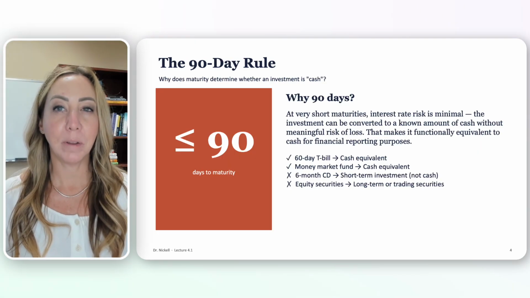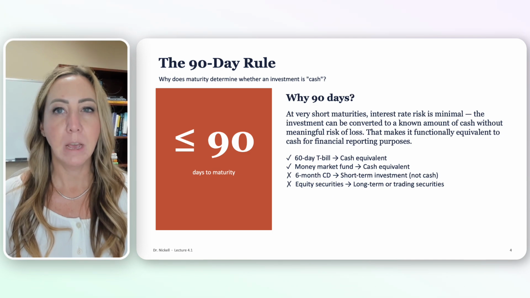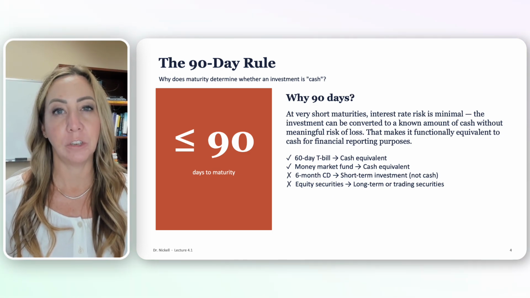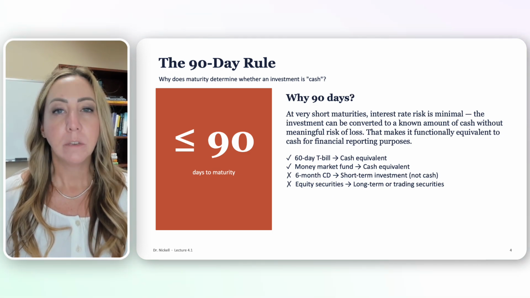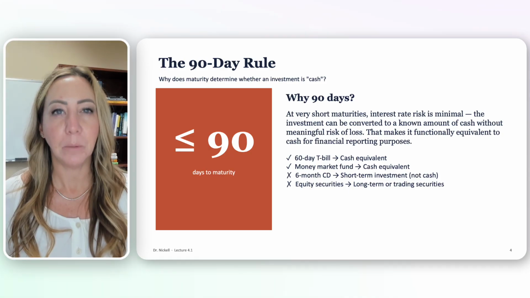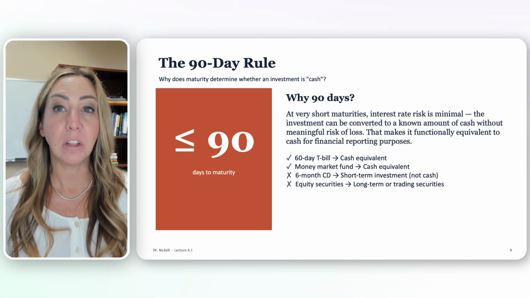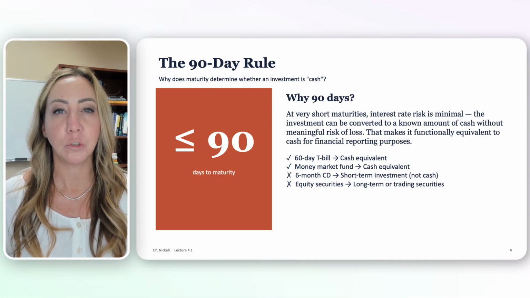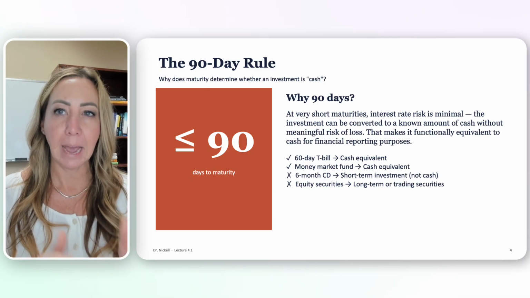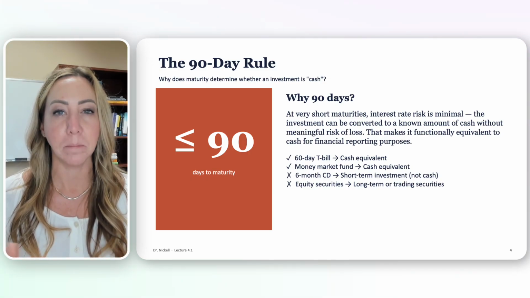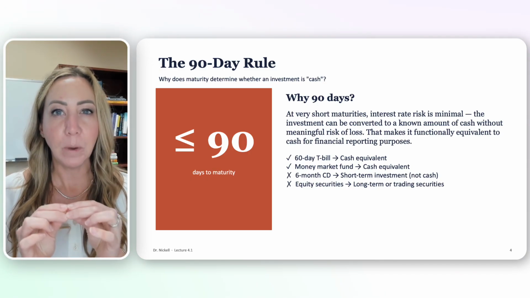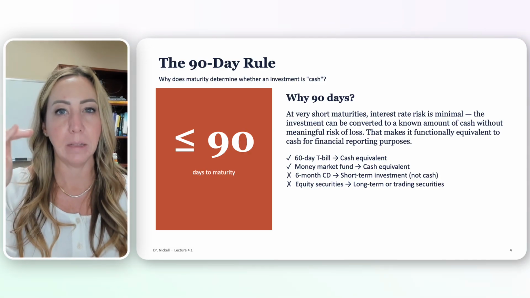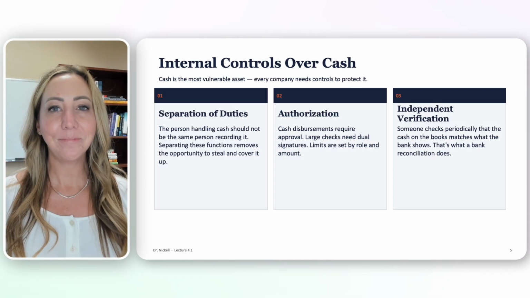The reason for the 3-month cutoff is interest rate risk. A 90-day instrument barely changes in value if interest rates move. So there's minimal risk that the company would lose money trying to convert it. Something with a longer maturity is more exposed to price fluctuation. And on the financial statements, cash and cash equivalents are almost always combined into a single line. That's why you usually see one number at the top of the balance sheet's current assets section.